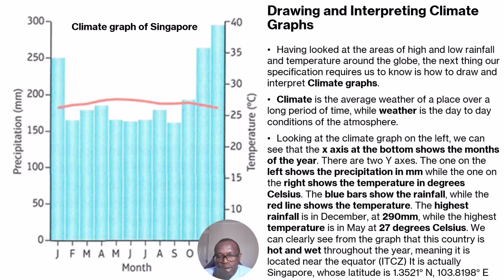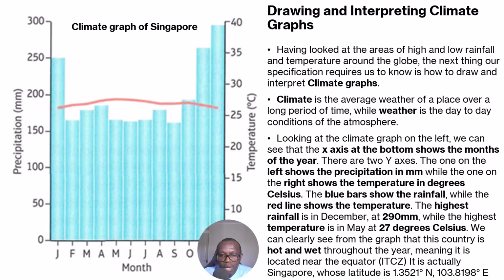Normally, records are kept of weather, and if you have a record of at least 30 years, you can determine what the climate of a place will be like, or the average weather of that place. That is what is referred to as climate. Whereas weather is the day-to-day conditions of the atmosphere. So those are a lot more interchangeable.